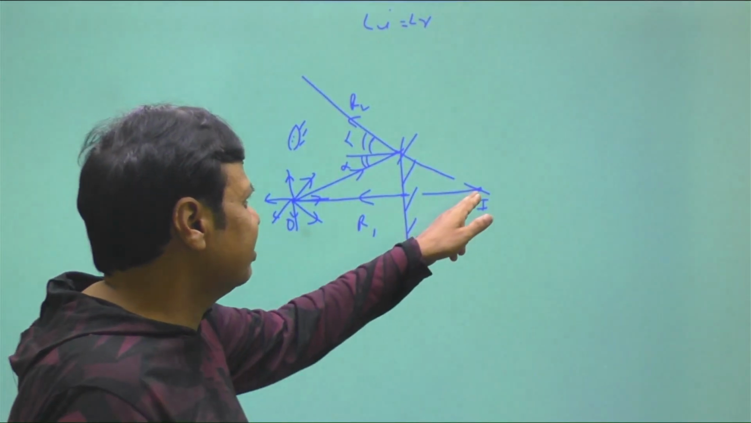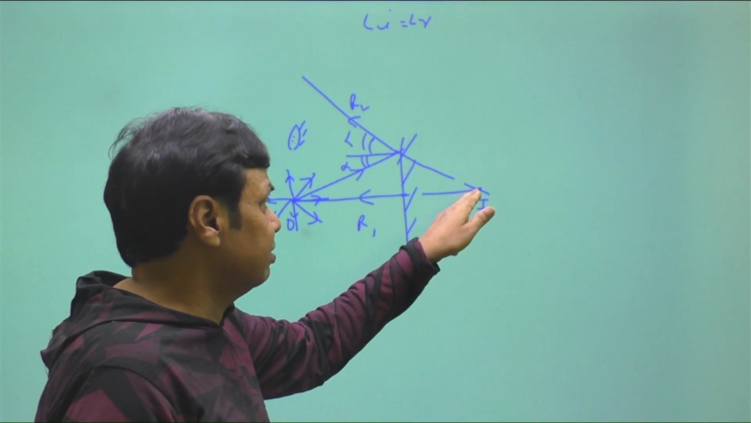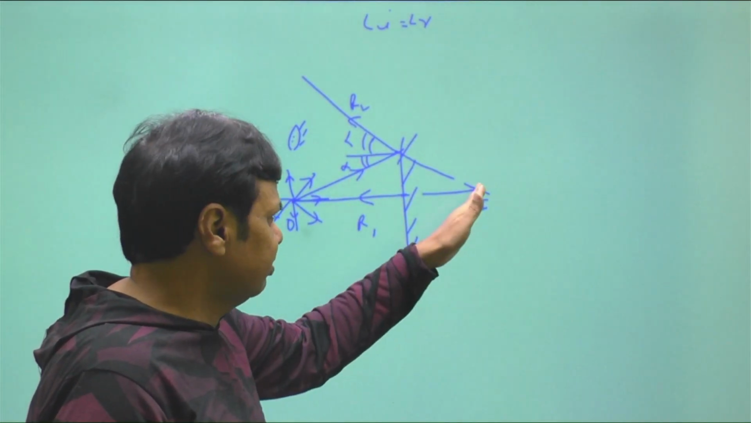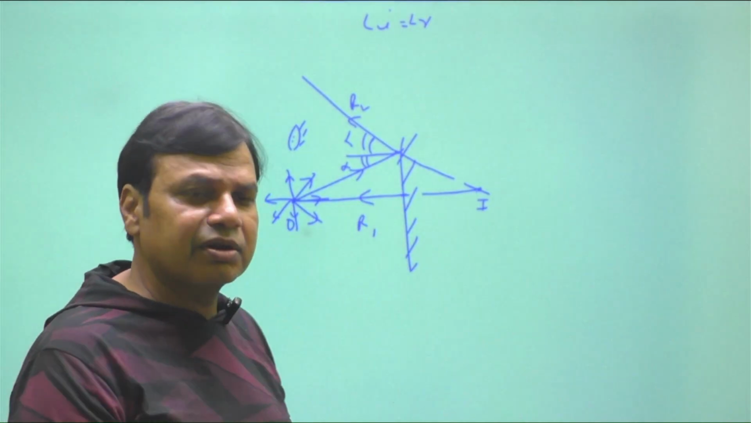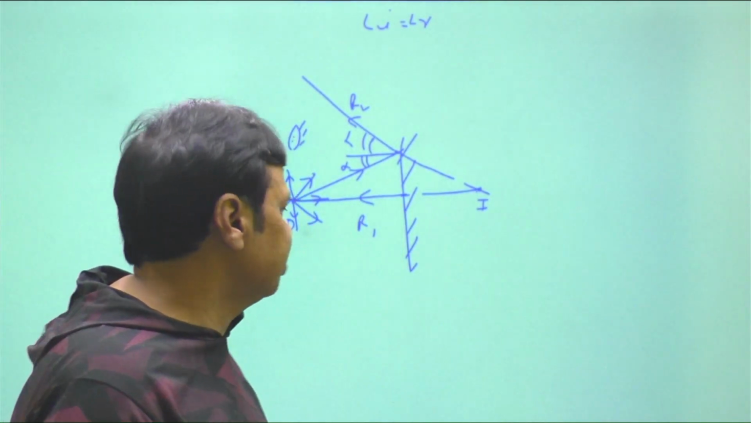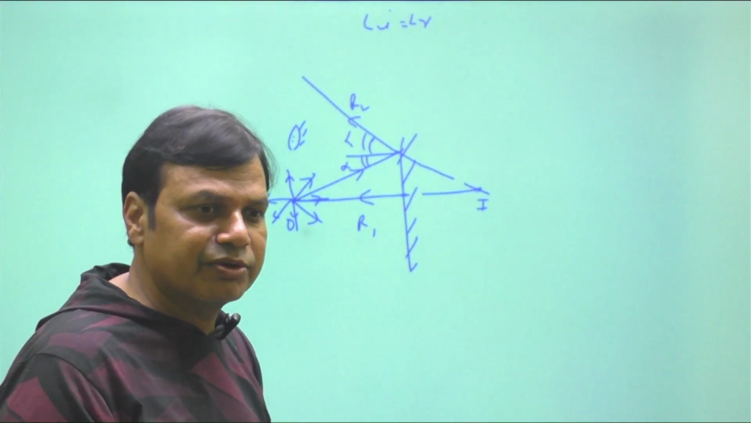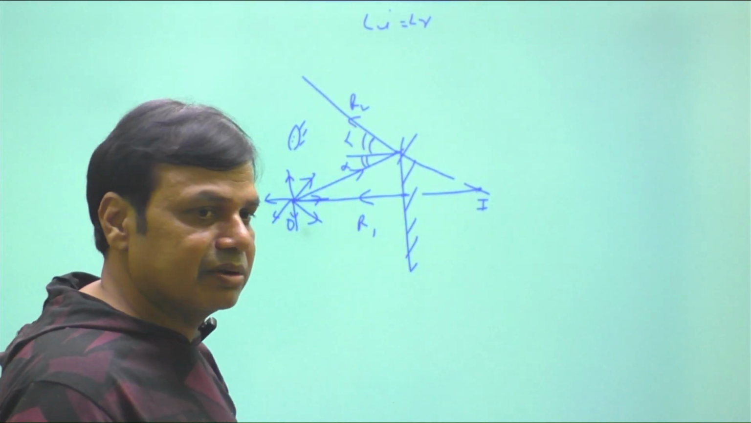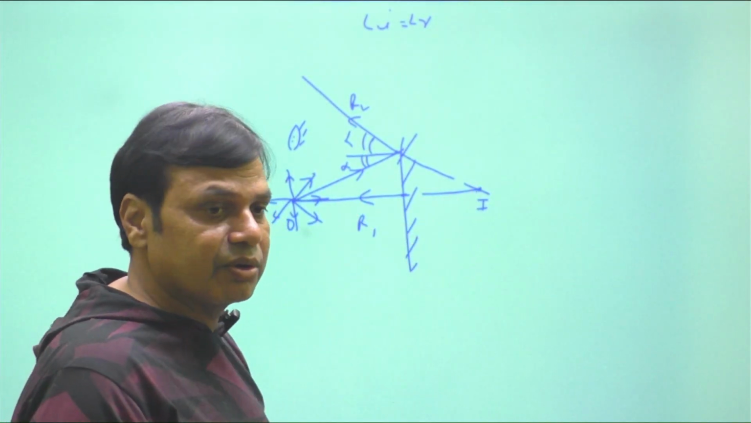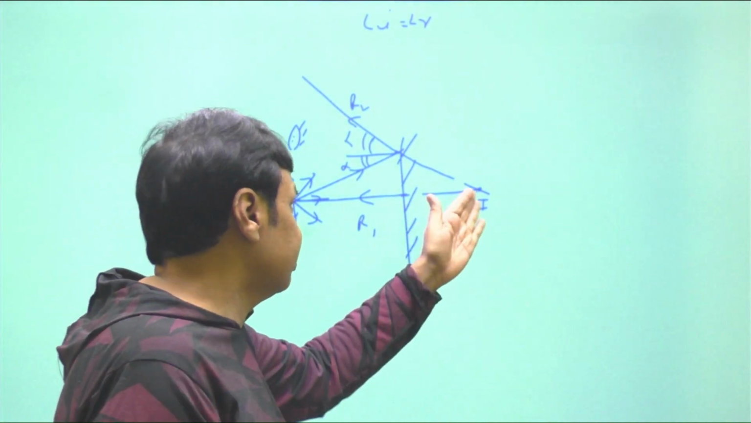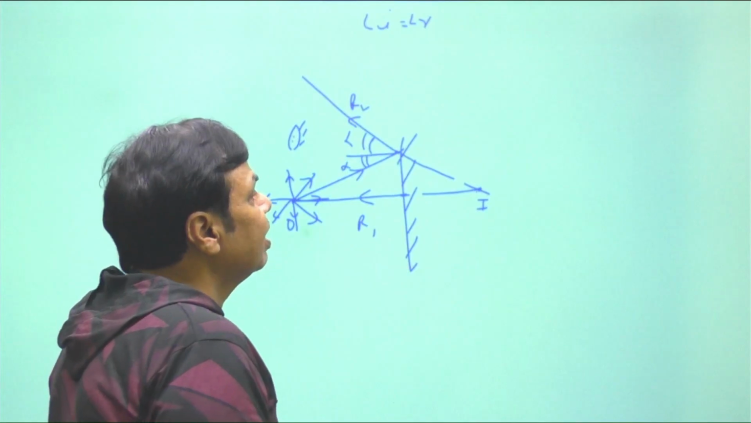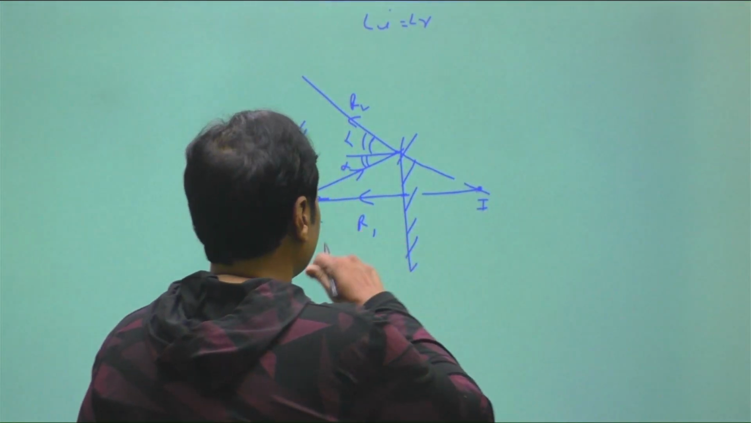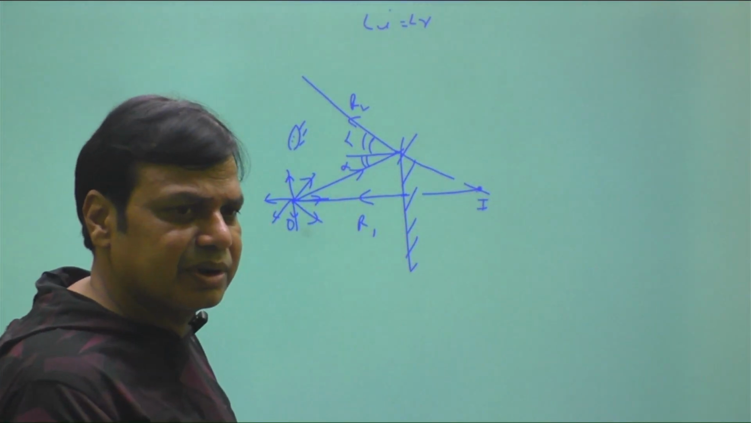So you will think that there is an object here. For you, this is the object. For us, the image tracing people, this is the object and this is the virtual image. And this is the mirror. For you, this is your object. You are looking that there is some object, rays are coming from it. And for us, this is the image of this object.